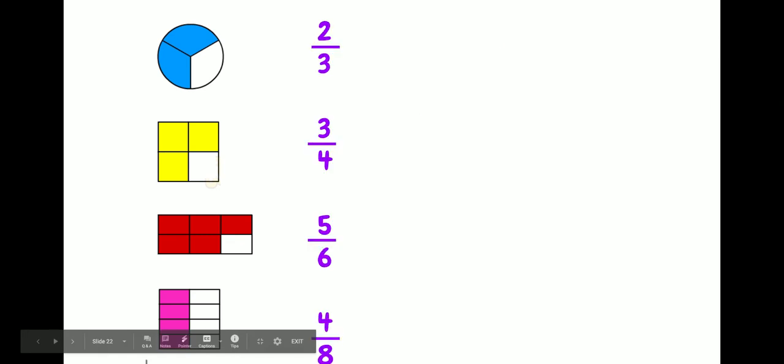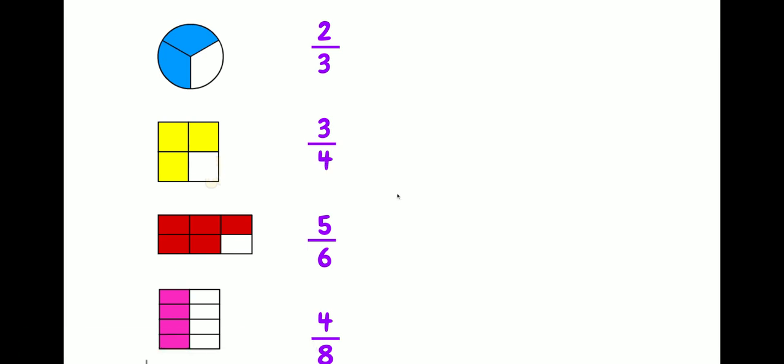Let's check. 2/3 of the circle is blue. 3/4 is yellow: 1, 2, 3 out of 4, 3 out of 4. And 5/6 is red: 1, 2, 3, 4, 5 parts out of 1, 2, 3, 4, 5, 6 total parts.